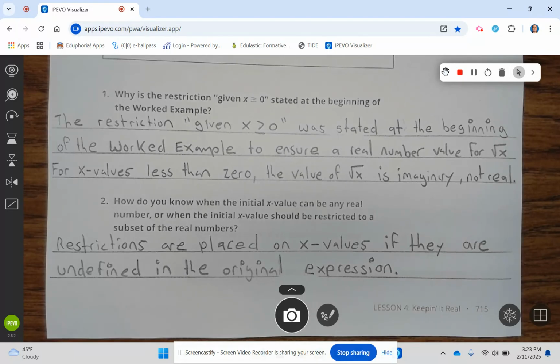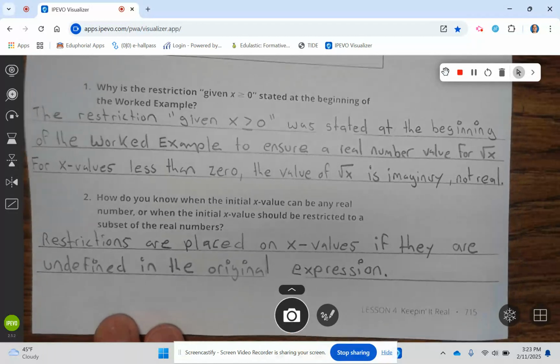2. How do you know when the initial x value can be any real number, or when the initial x value should be restricted to a subset of the real numbers? Restrictions are placed on x values if they are undefined in the original expression. All right, let's take a look at the next page.